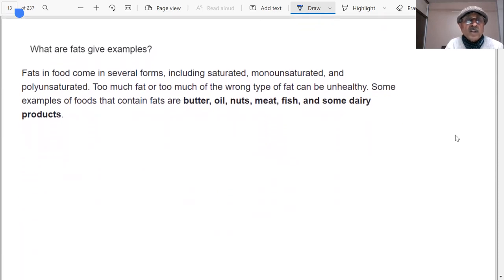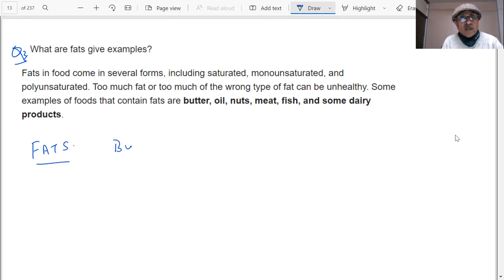Another question is on the screen. What are fats and give examples. So jaldi se bataiye, aapko 2 minute ka waqt hota hai, sochna hai. Fats, what fats you are eating? कौन से fats हैं आपके पास जो आप use कर रहे हैं students? Sir, milk, butter.